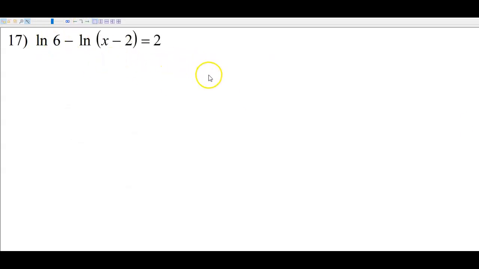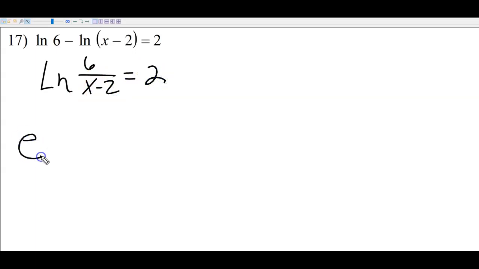So this is an example of an ln problem from today, where we have two ln's on the same side, and we need to combine them together into one log. Since it's subtraction, the way we're going to combine them is by doing the subtraction rule for logs, which says you take the argument of the first log and you divide it by the argument of the second log. Now we're going to exponentiate both sides.